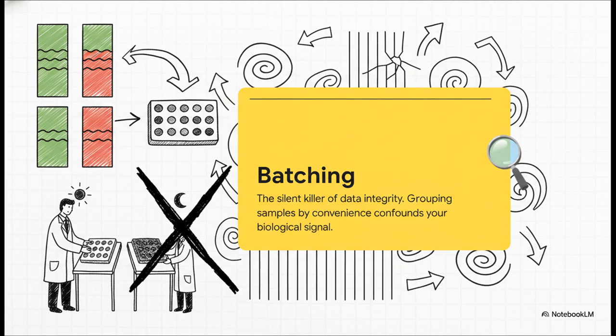And finally, we have the silent killer, batching. This is something we all do, right? We group samples because it's convenient. We run all the healthy controls on Monday and all the patient samples on Tuesday. Or maybe one tech runs the morning plates and another one does the afternoon batch. It seems efficient, but what you're actually doing is making it impossible to tell if your results are a real biological effect or just the Tuesday effect.